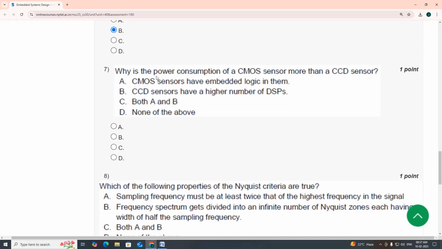Next, why is the power consumption of a CMOS sensor more than a CCD sensor? CMOS sensors have embedded logic in them. CCD sensors have higher number of DSPs, both A and B, none of the above. Option A.